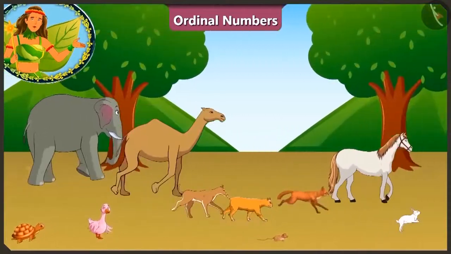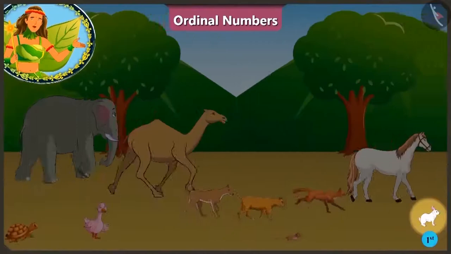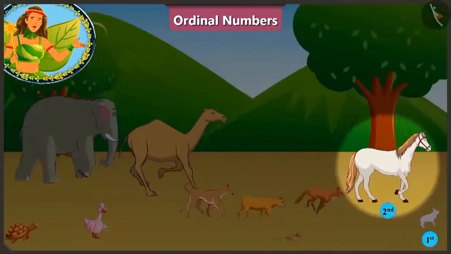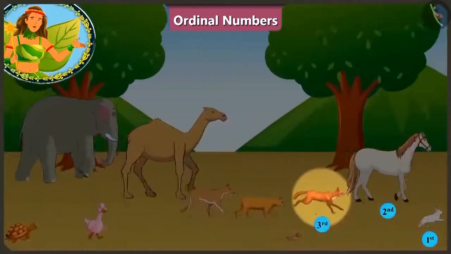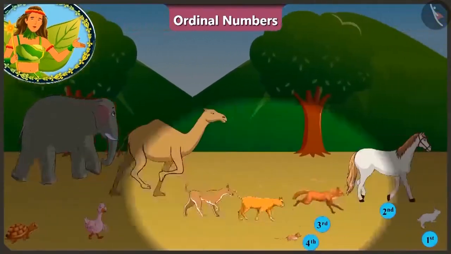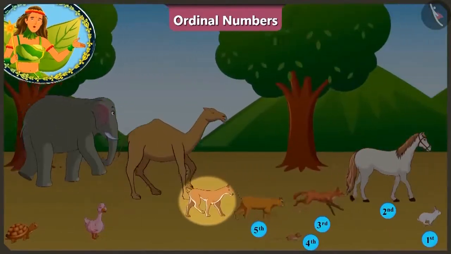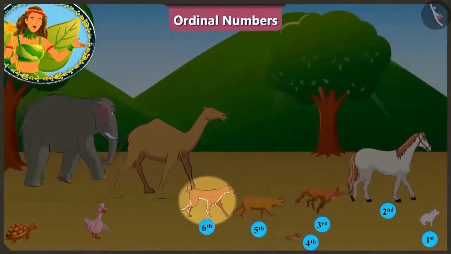Look, children. Currently, the rabbit is running at the first position. The horse at the second position. Behind him at the third position is the fox. And the rat is running at the fourth position. At the fifth is the cat and right after her, the dog is running at the sixth position.